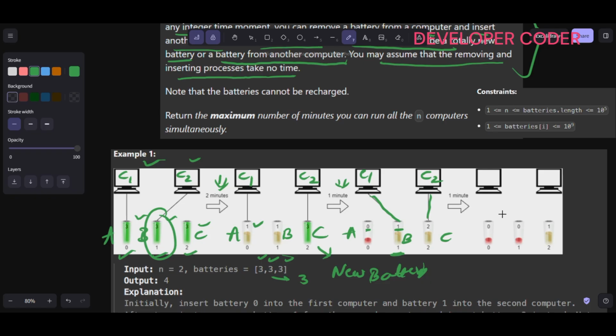Then again after 1 minute what will happen? This is going to become 0, this is going to become 0, and this is going to become 1, for A, B, C. Now at this point of time I can charge this, but how am I going to charge this? It is not possible. So if I'm not able to charge all the computers at a time, I have to stop. So here if you notice, total time consumed is 2 minutes, 1 minute and 1 minute, total 4. So this is what we need to do.